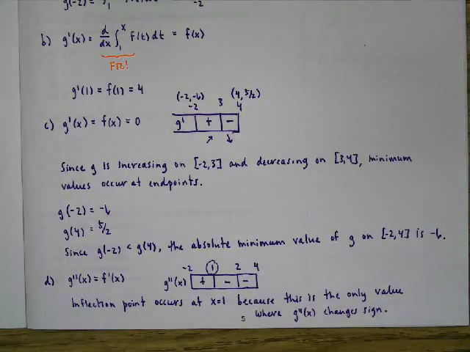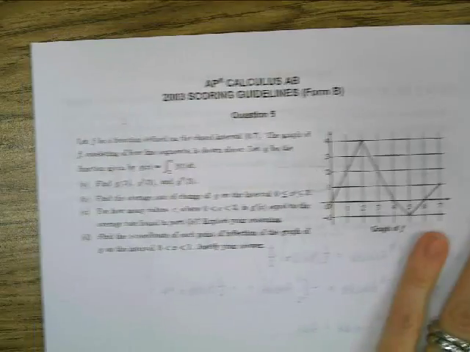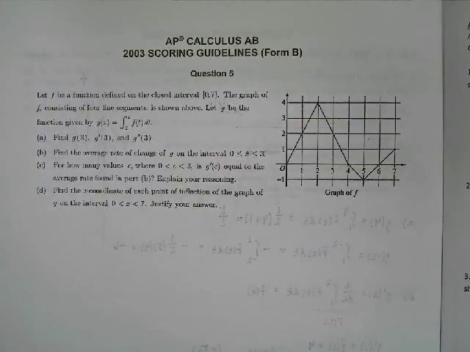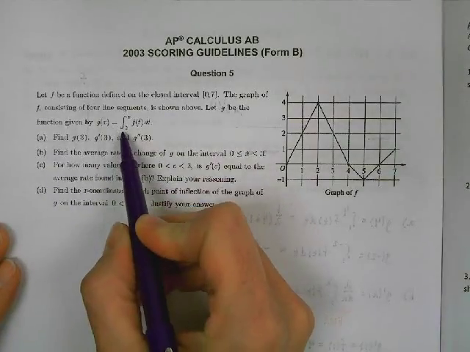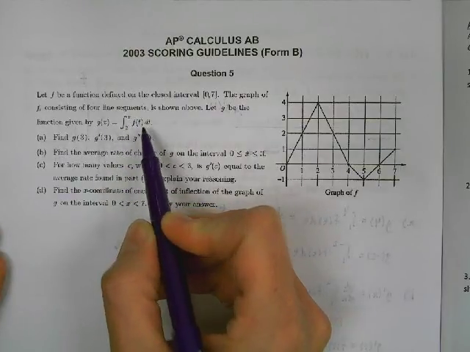All right, so let's go ahead and take a look at one more of these accumulation function problems on the next page. Okay, so this one comes from the 2003 AP test. Okay, and so here we go. We have a function f defined on the closed interval from 0 to 7. The graph of f consisting of 4 line segments is shown in the graph here. And again, we have a function g that's defined as an integral. It's an integral from 2 to x of f of t dt.